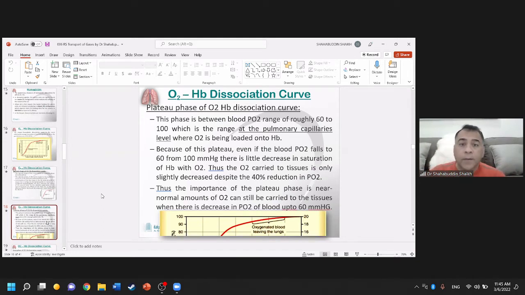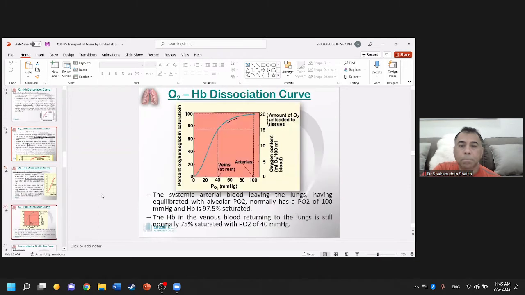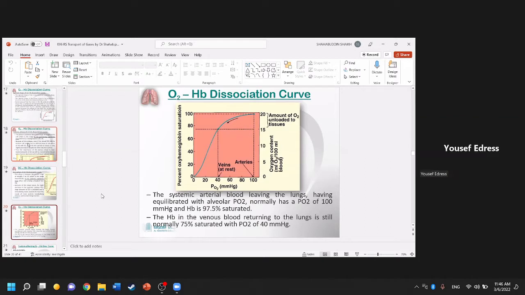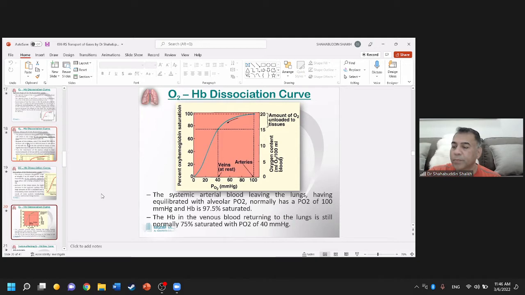So the shape of the curve is sigmoid curve. The HbO2 dissociation curve. How much is the Hb saturation in venous blood? 75%.